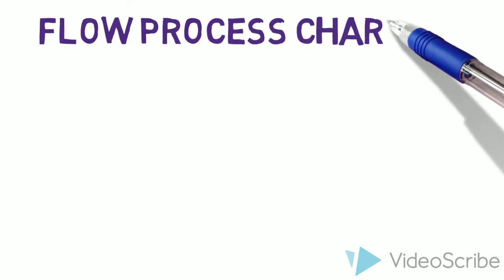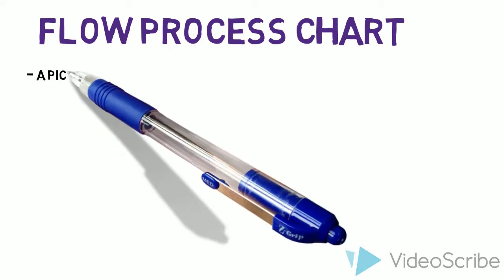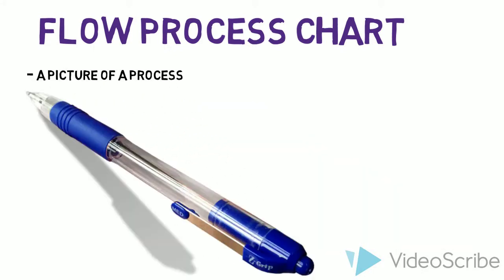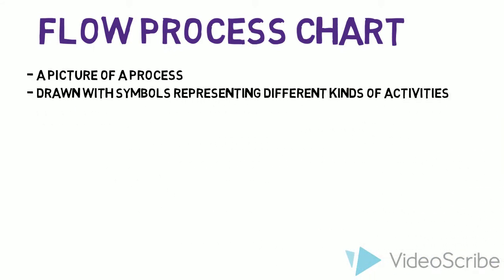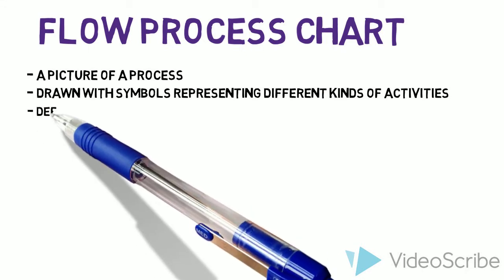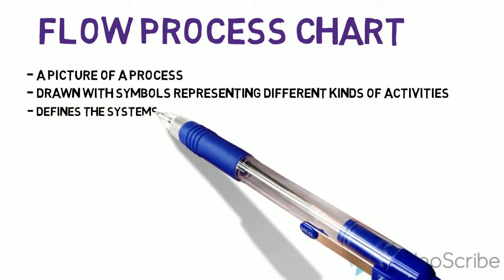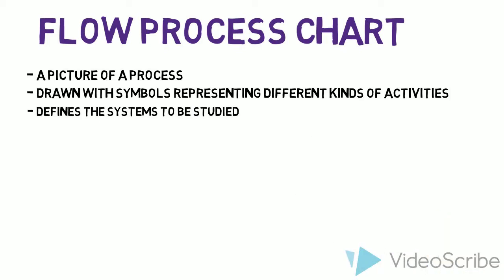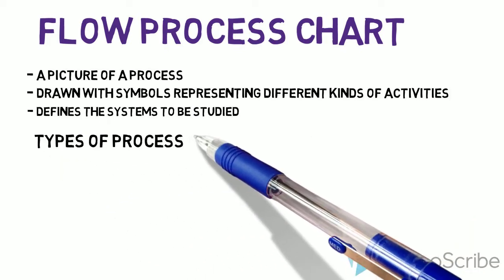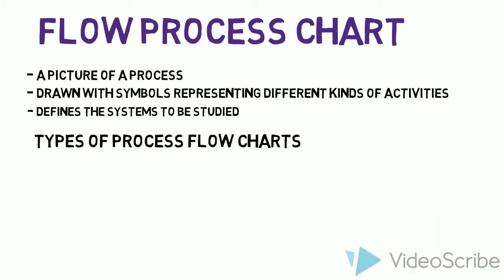Now we can deal with the flow process chart. It is a picture of a process. It is drawn with symbols that represent different kinds of activities, and it also defines the systems or tasks that are being studied. There are a number of types of process charts.